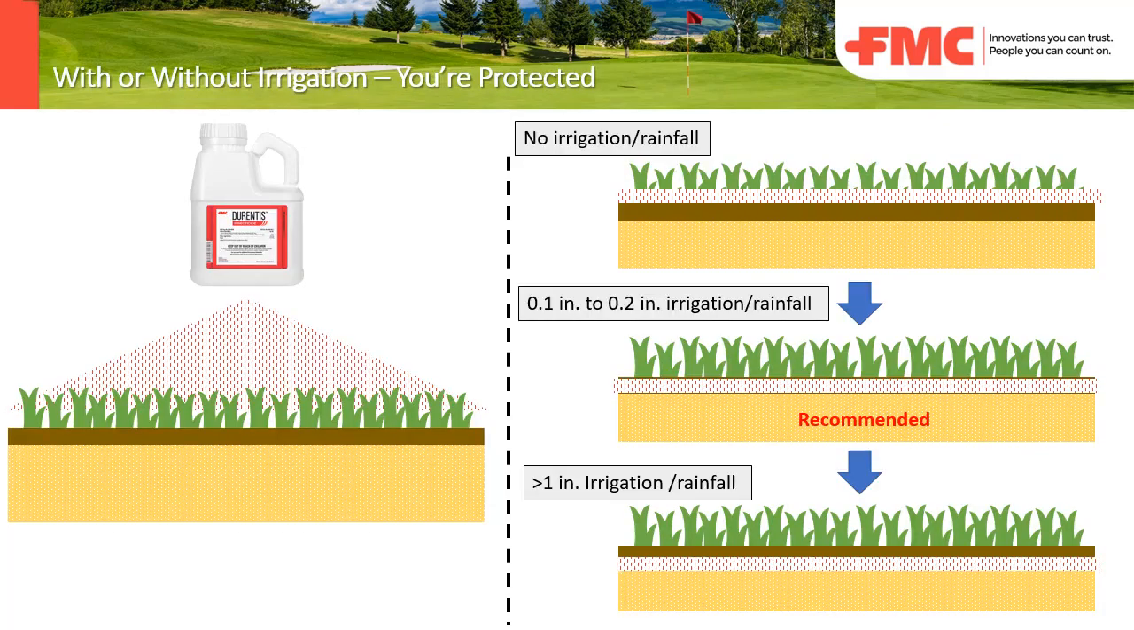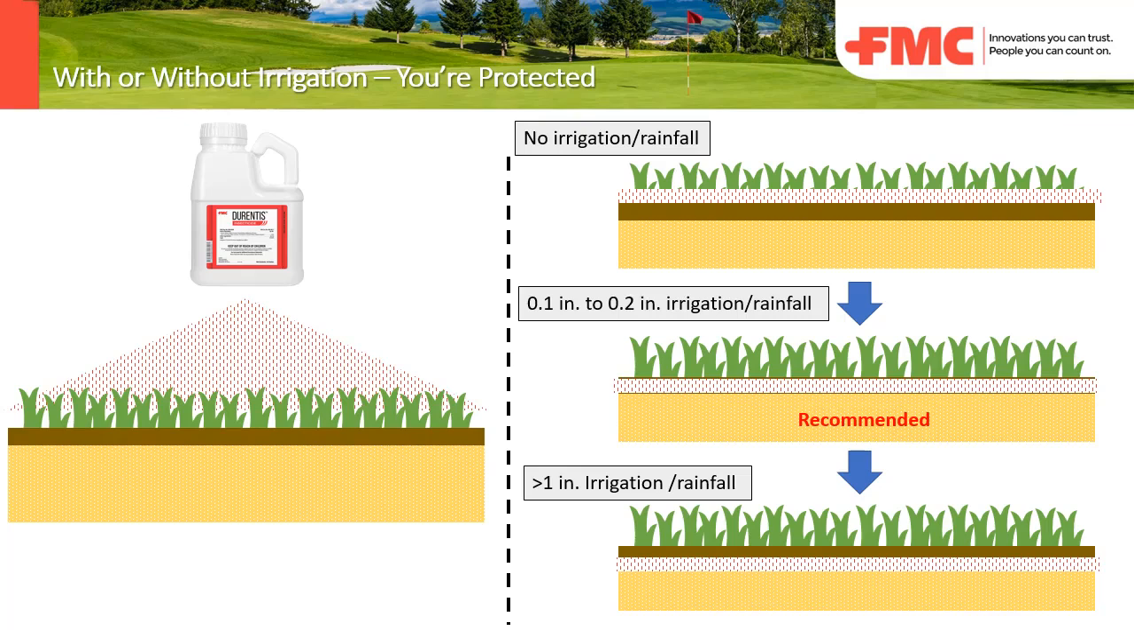The active ingredient in Durentis insecticide, chlorantraniliprole, is not water-soluble. Comparatively, imidacloprid is a highly water-soluble active ingredient, which relies on a significant amount of water to push the product through the thatch layer to control grubs. Due to its systemic and translaminar properties, Durentis insecticide applied to the turf will still allow the active ingredient to be translocated to the tip, which means adequate foliar protection from lepidopteran pests.